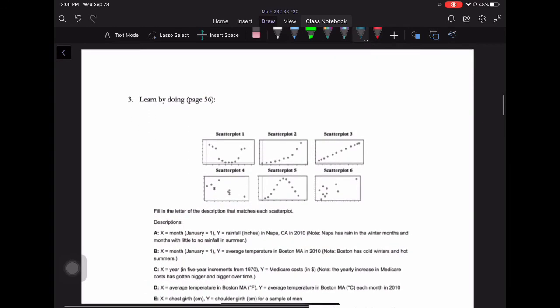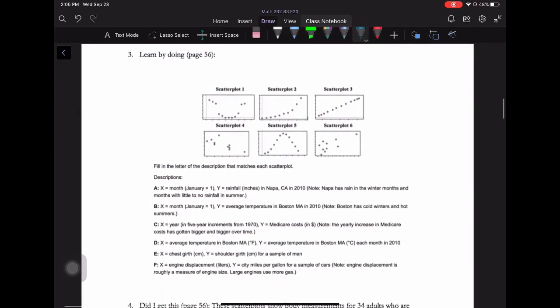Continuing to learn by doing from page 56, we want to fill in the letter of the description that matches each scatter plot. What we're doing is we're looking at what the trend is here. Now, whenever I'm working with something like this that has 6 different answer types, I want to look at using a process of elimination if I'm uncertain about something.